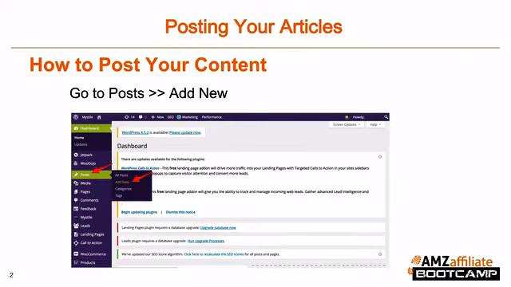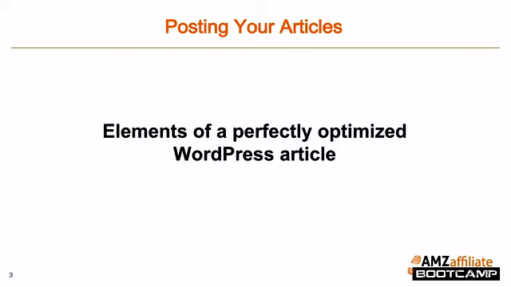First off, to post your articles, go to Posts and Add New. Since you've already had someone write great content for you from the last module, the main thing you'll want to do is just make sure the backend is optimized for things like keywords and readability. When posting to WordPress, make sure your new articles have the following things to make sure that they're perfectly optimized.